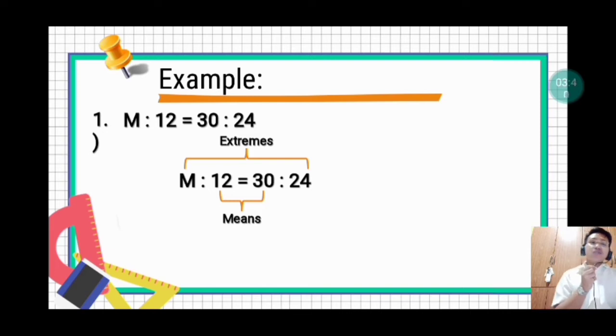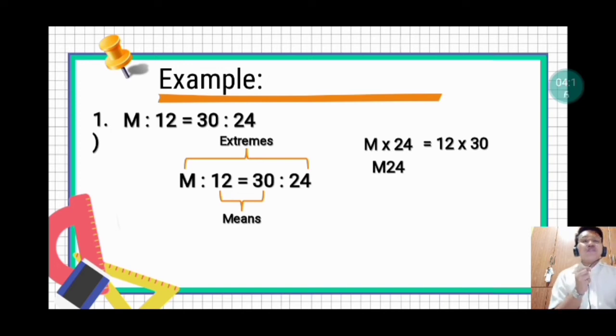And as we used to do in our previous examples, we need to combine the similar terms. So, we need to combine M and 24. We need to multiply these terms. So, M times 24, write it down. M times 24. And also, the means, 12 times 30. And after that, we need to simplify. We need to solve the terms, okay? So, M times 24, that would be 24M. And 12 times 30, that would be 360.